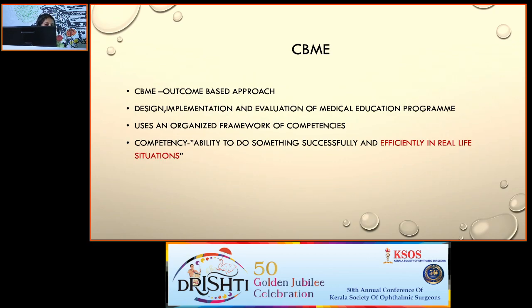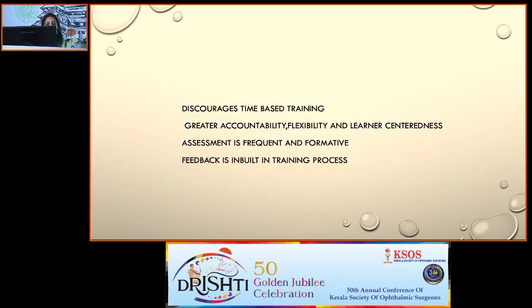Well, what is CBME? This is an outcome-based approach in which the design, implementation and evaluation of the medical education program uses an organized framework of a set of competencies, and by competencies what we mean is the ability to do something successfully and efficiently in a real life situation. This discourages the conventional time-based training. It has greater accountability, flexibility and learner-centeredness. The assessment here is frequent and formative, and the feedback is inbuilt in this training program.